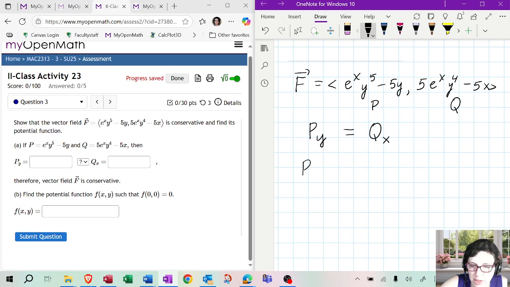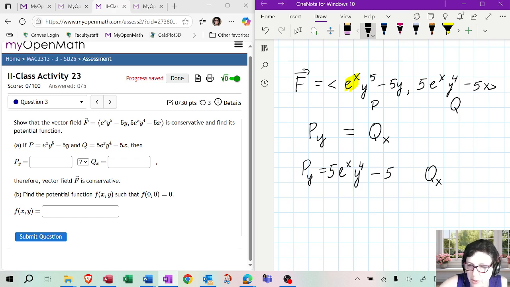So P with respect to Y was going to be, okay, so e to the x, y to the 5. E to the x with respect to y is just a number, so it's a constant multiple, and we keep it. And then derivative of y to the 5, according to the power rule, is 5y to the 4th. So we're just going to put 5 in front, y to the 4th. There you go. Then minus derivative of 5y with respect to y is just 5.